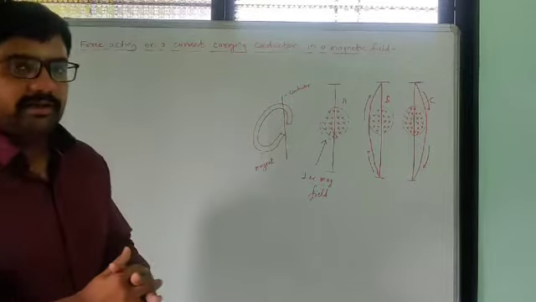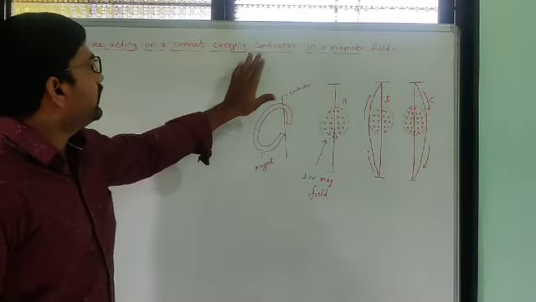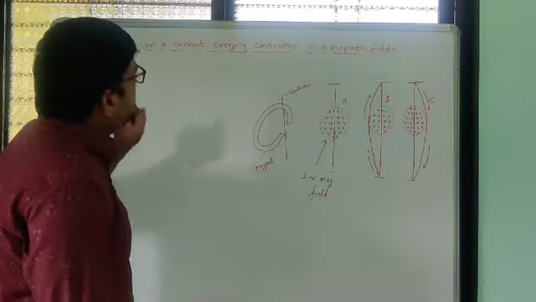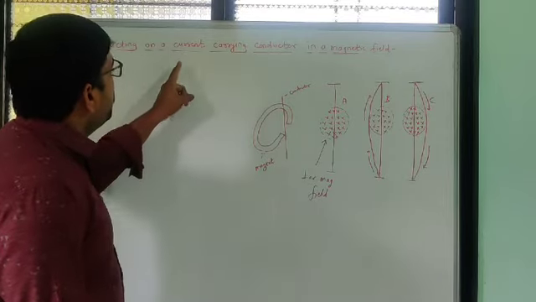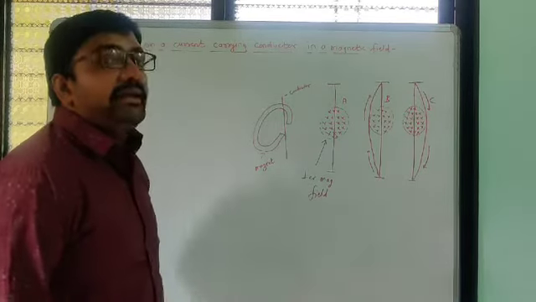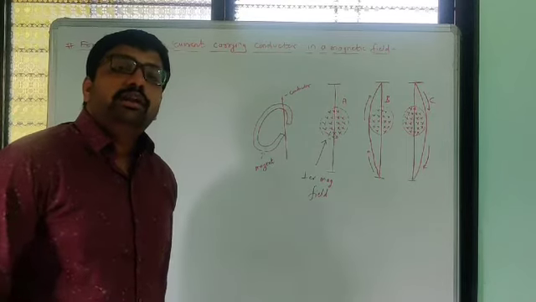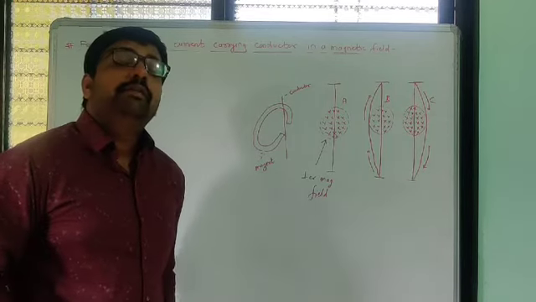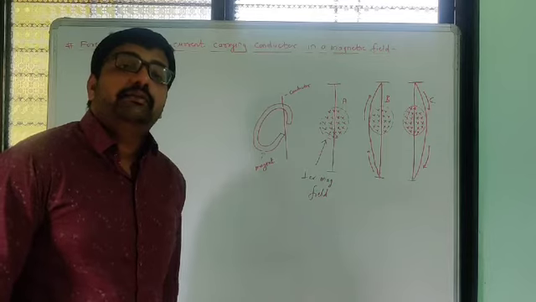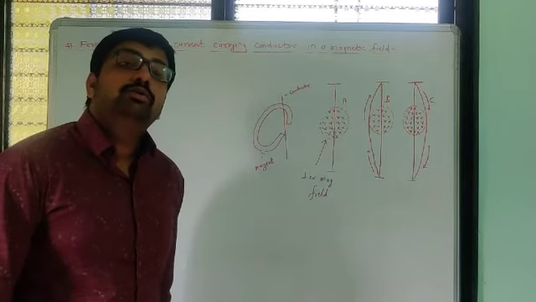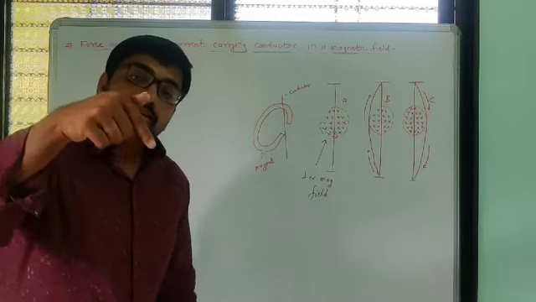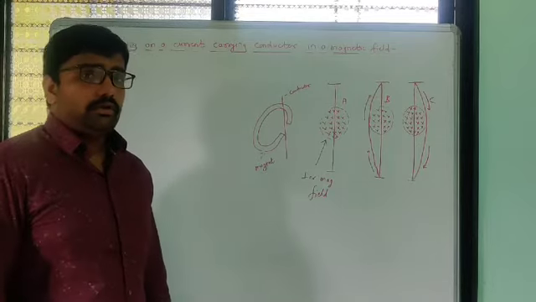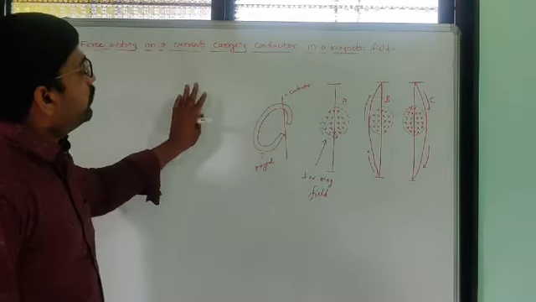The next topic we have to see is the force acting on a current carrying conductor in a magnetic field. Simply, we take one conductor and place it in a magnetic field. When we pass current through that conductor placed in the magnetic field, a force acts on that conductor. So we have to see how that force acts on the conductor.